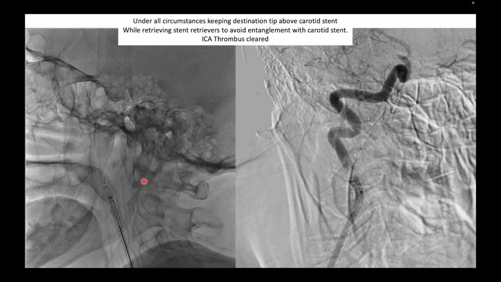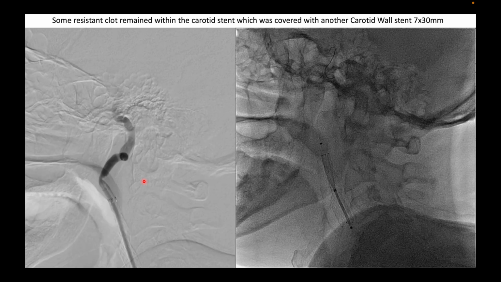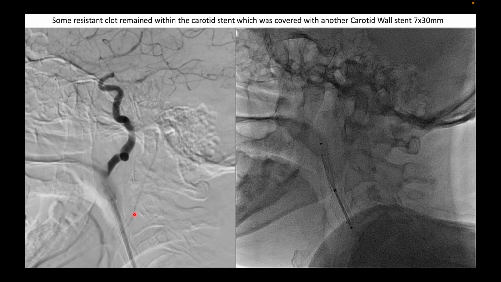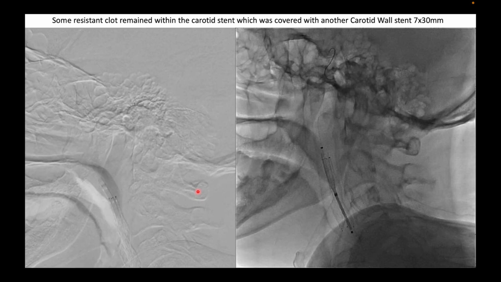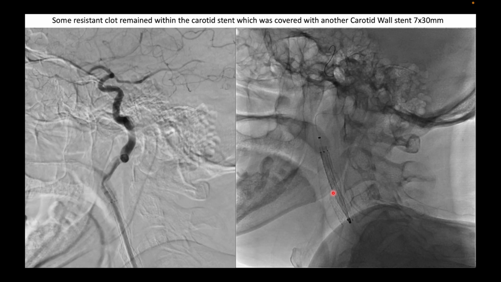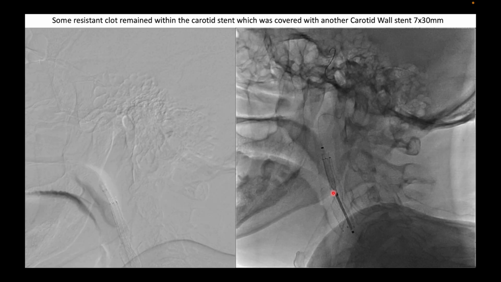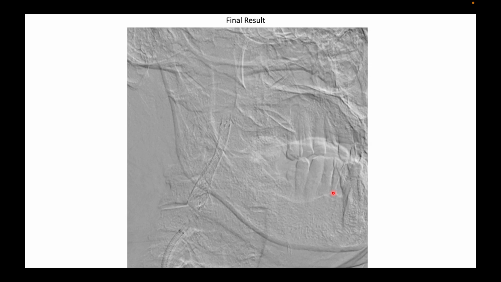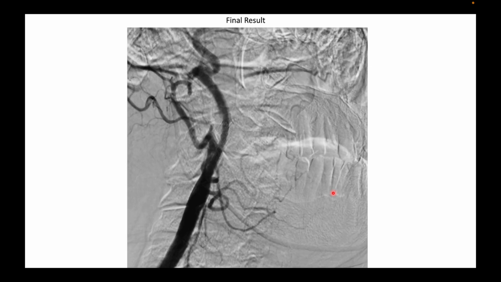And then the flow was established in the internal carotid artery, but there was still some resistant thrombus visible in the Protege stent, and therefore another Wallstent 7 by 30 was deployed within the Protege stent, and this is the final result.